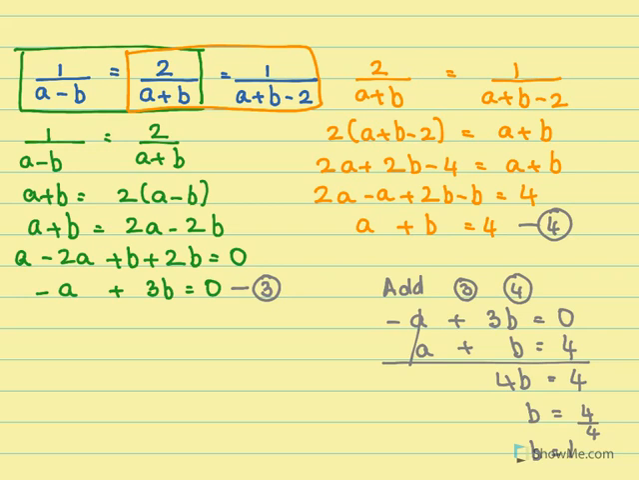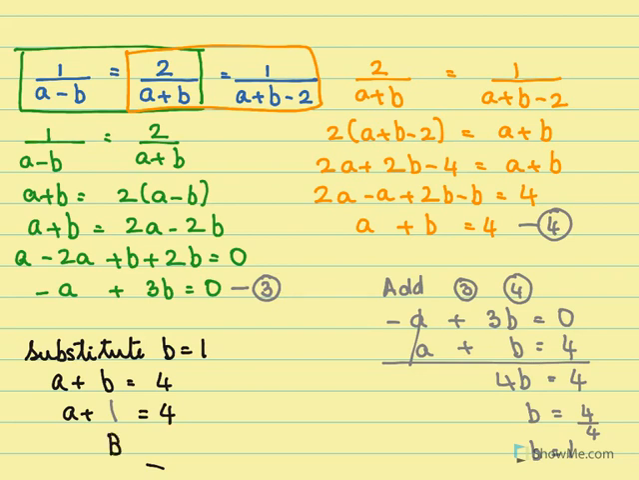To find the value of a, I will substitute b equal to 1 in any one of the equations. Let me take the fourth equation, which is given a plus b equal to 4. A plus, we know my b is 1, so I put here 1 equal to 4. So a will be equal to 3.